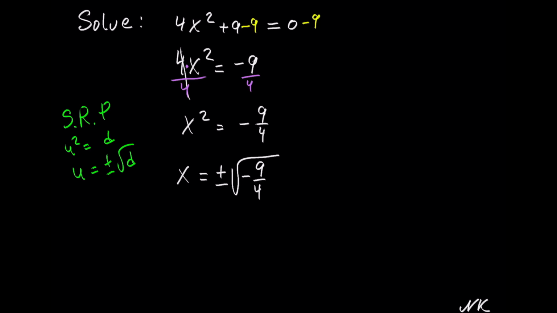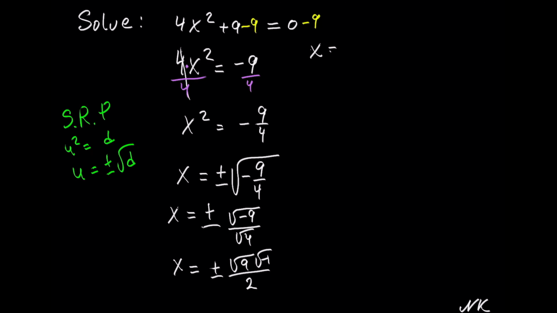Let's simplify this. We will have x is equal to positive or negative. Let's separate the radical and have square root of negative 9 out of square root of 4. This will give us x is equal to positive or negative. Let's separate the square root of negative 9 into square root of 9 times square root of negative 1 out of square root of 4 is 2. This will give us x is equal to positive or negative square root of 9 is 3. Square root of negative 1 is i out of 2. So our two possible solutions are positive or negative 3i out of 2.